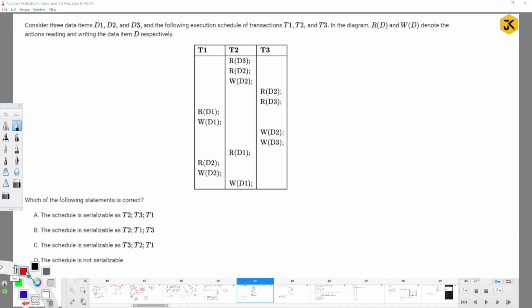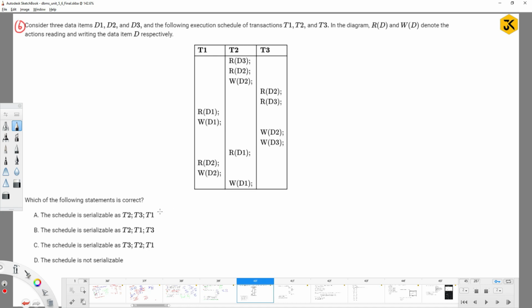Next one. So I think you can do this one. Consider the three data items and the executable schedule of transactions. R of D and write of D denote the actions of reading and writing the data item D respectively. The options say the schedule is serializable in orders such as T2, T3, T1; T2, T1, T3; T3, T2, T1; or the schedule is not serializable. Which one is the correct one?